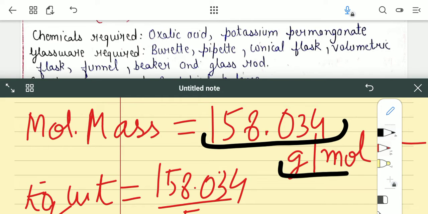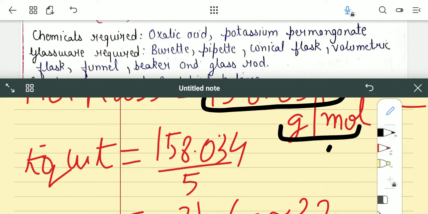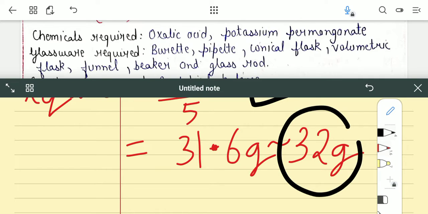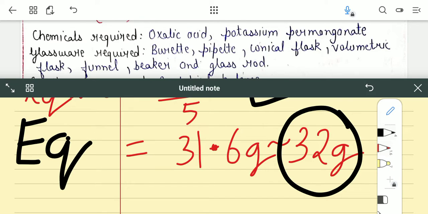158.034 gram per mole, and we know that equivalent weight is equal to the molecular weight upon n factor. Therefore when we divide the molecular weight by 5, the value which we will get is 31.6 gram, which can approximately be equal to 32 gram. Okay, this is the equivalent weight of potassium permanganate.